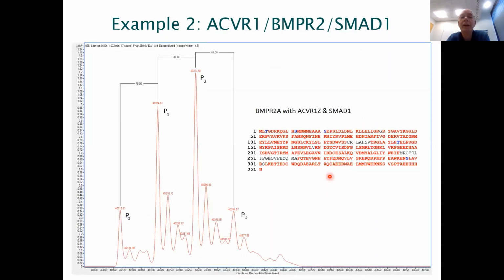If we look at the second component in the cascade, this is BMPR. Here is the BMPR intact mass spectrum. This is phosphorylation state 0, 1, 2, and 3. And in BMPR, we were able to map 5 phosphorylation sites here, 2, 3, 4, 5, with pretty good coverage.